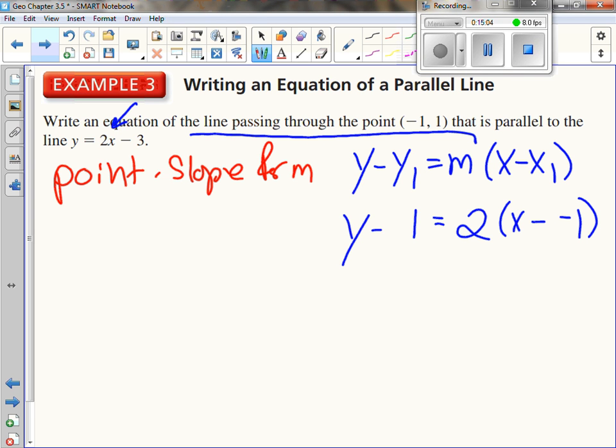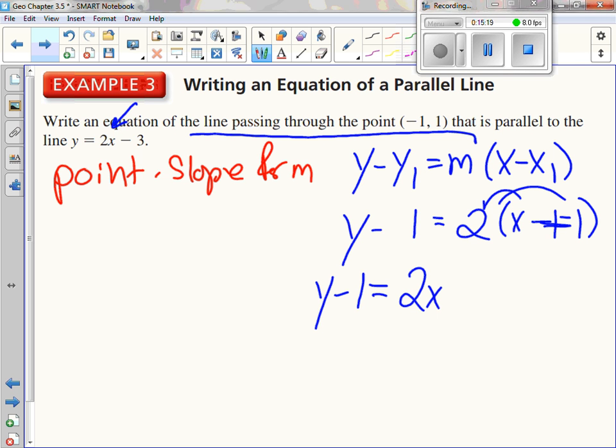Solve for y. The first thing I'm going to do, well, a negative and negative make a positive. We can fix that first. Multiply through by 2. Well, 2 times x is 2x. 2 times 1 is plus 2. Yes? Any questions on this so far? We good with everything so far?